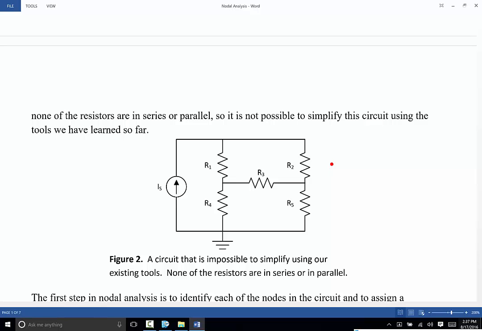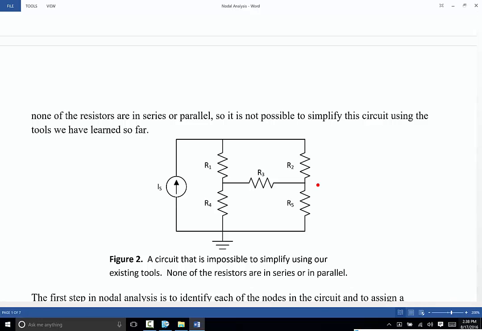So, can we identify the nodes in this circuit? Sure, that's no problem. There's a node across the top, there's a node here in the middle, there's a node over here on the right, and then there's a node across the bottom. That node across the bottom, by the way, is the reference node. Remember that the reference node is always going to have a voltage of 0. So we know the voltage at the bottom node is 0, but we don't know the voltage at the top node or in the middle node or on the right-hand side. We'd really like to know those voltages. Those are known as node voltages, and the whole purpose of nodal analysis is to calculate those voltages.